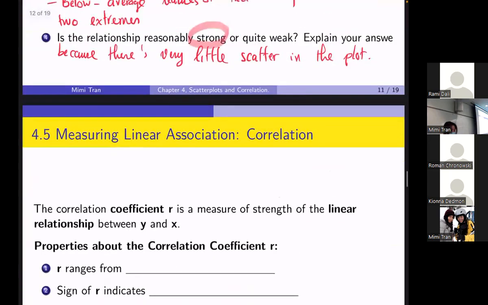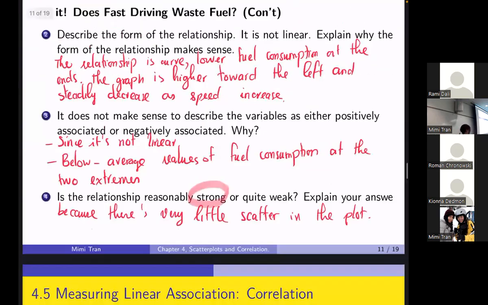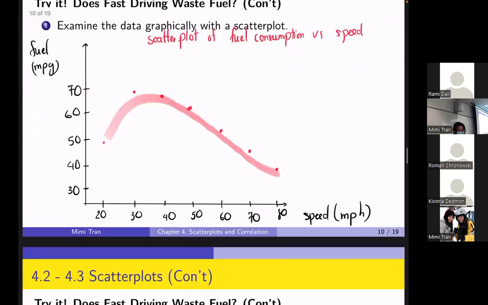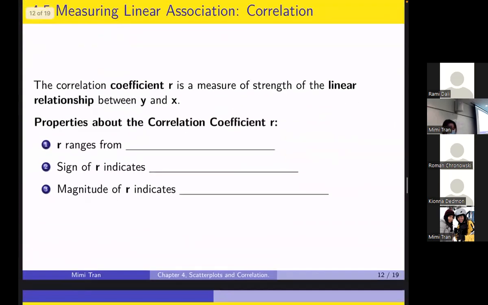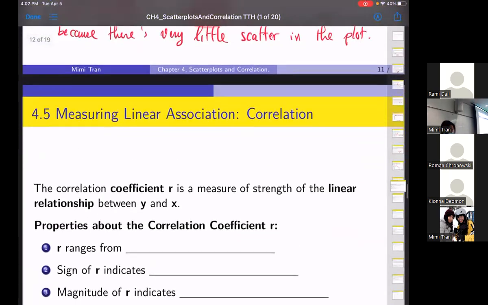All right. So 4.5 is correlation. A lot of times when you eyeball things, I say that the relationship is strong. But how strong is strong? We don't know the exact value. That's where we come to math. You need some tool that can compute the magnitude of the strength for us. That is called the correlation.